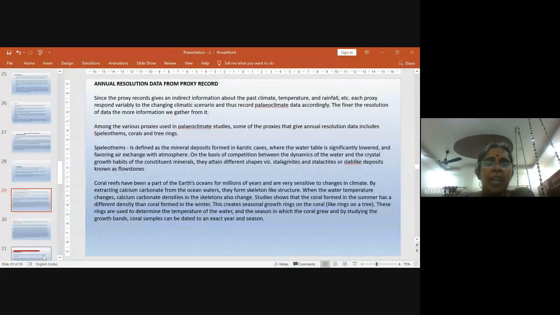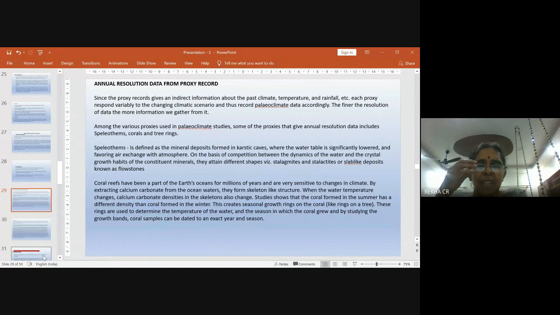So among the various proxies used in paleoclimate study, some which give annual resolution data include tree rings, speleothems, and corals. See, speleothems are the mineral deposits formed in karstic caves where the water table is significantly lowered, favoring the exchange of air with the atmosphere. Coral reefs have been a part of the Earth's ocean for millions and millions of years, and they are very sensitive to change in the climate.